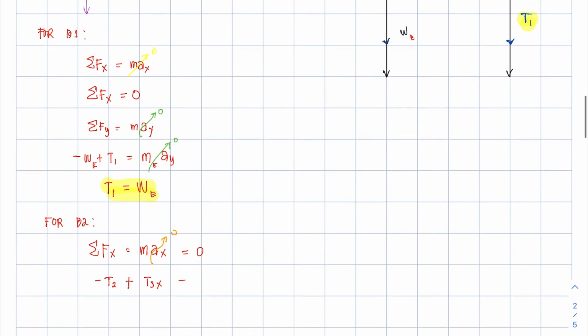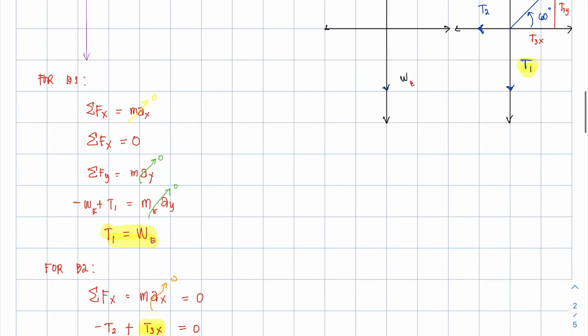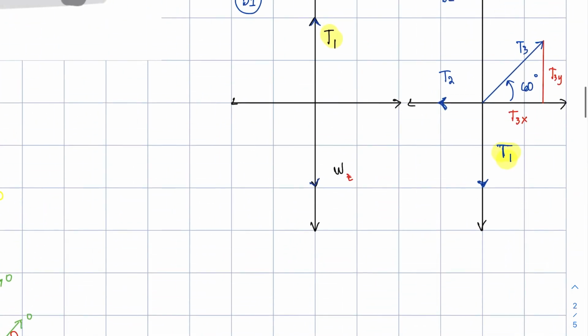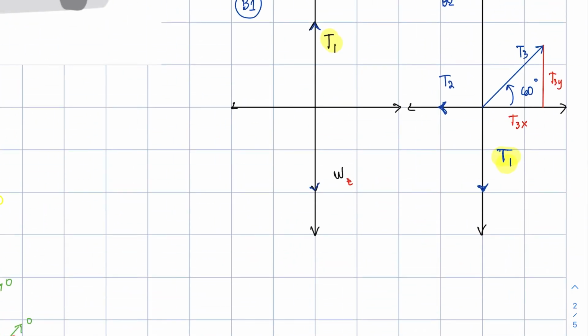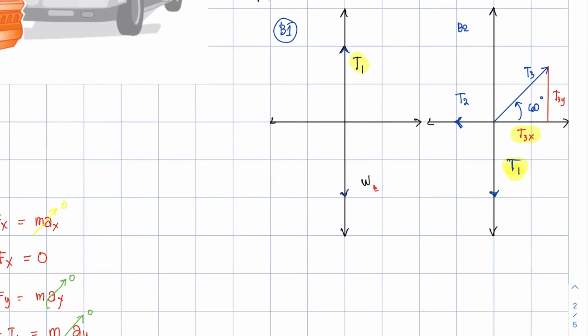So I could equate this to 0. And this T3x, I will resolve this into the appropriate trigonometric function. If I am looking at T3x, I'm hoping you remember this from our class, you just look into the relationship of T3x, which is your component in question, with respect to the angle, and you find out that T3x is actually adjacent to your angle.